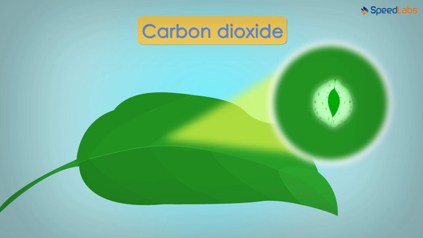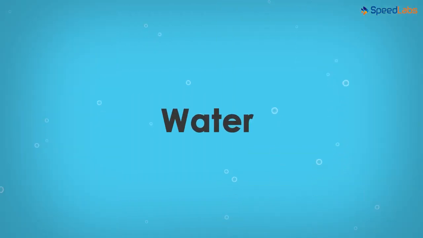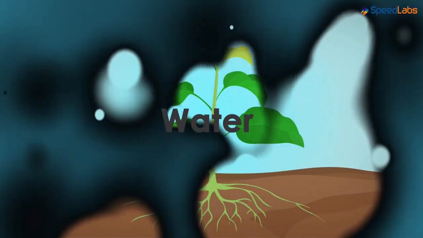And what are these structures surrounding the stomata? These are nothing but the guard cells, which control the opening and closing of the stomatal pore. So it's from this site where carbon dioxide enters the plant body and oxygen leaves. Now the next requirement on our list is water. Water is extremely important for the plant.